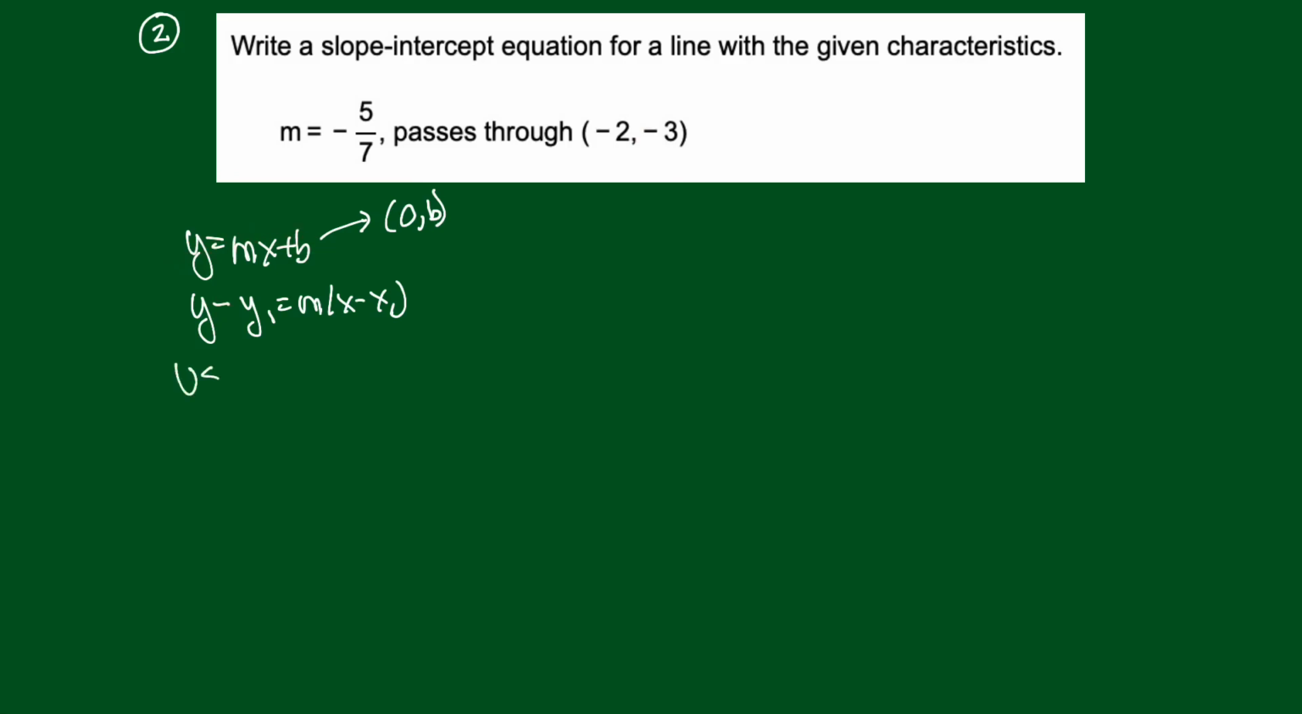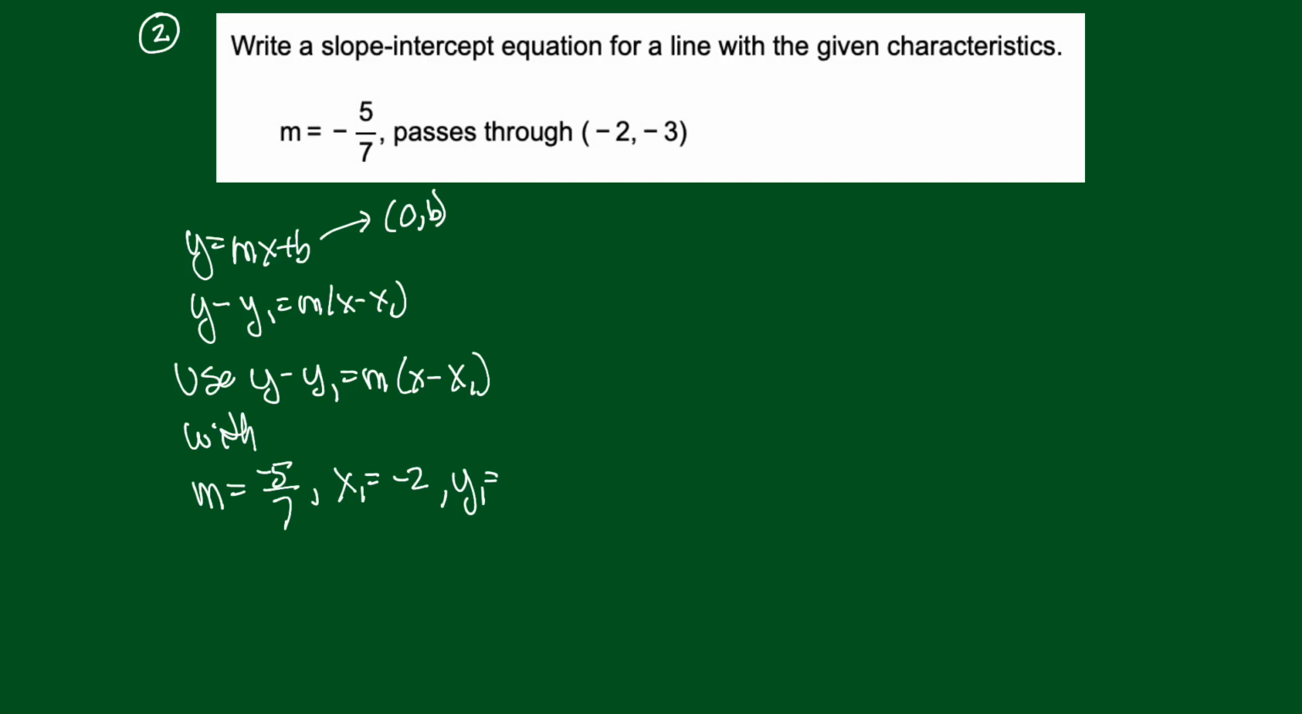So I'm going to use y minus y1 equals m times x minus x1 with m equal to, now they give us that, I'm going to write it as negative 5 over 7. x1, well, the first x I see when I look at this point, in fact the only x I see, is negative 2. And y1, that's the first y I see, the only y I see, so that's negative 3.